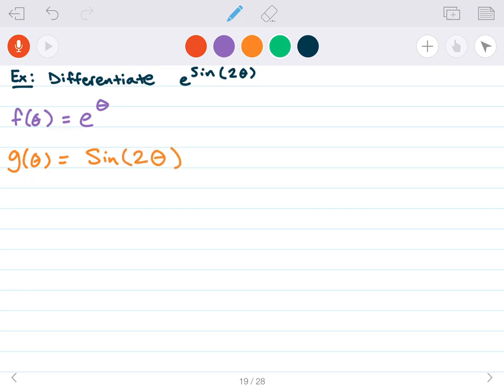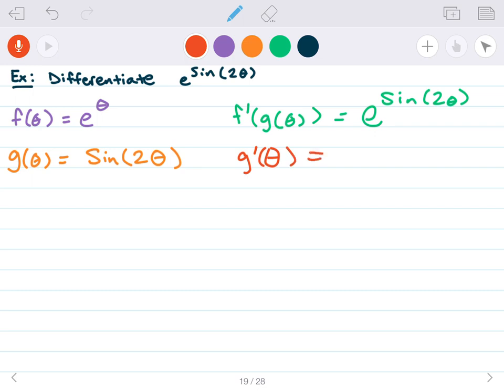All right, so for the chain rule, I need f prime of g. So f prime, derivative of e to the anything is just e to that thing. So it's just going to be e to the theta, but instead of theta, I'm plugging in sine of 2 theta. So that's my first part. Okay, we got that. Now let's do g prime of theta.